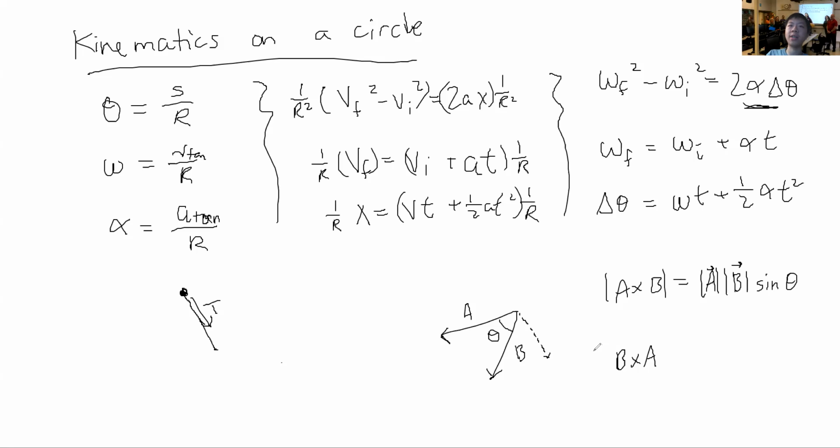Same thing with B cross A. You start off at B, you curl your fingers toward A, and now it's pointing away from you, into the screen. So B cross A is also equal to AB sine theta, but now it's pointing in the other direction. I don't have a good way of drawing 3D, but that's the best I've got. Which also means A cross B is equal to the negative of B cross A. So that's just a speed review of cross products. Hope that makes angular stuff somewhat easier.